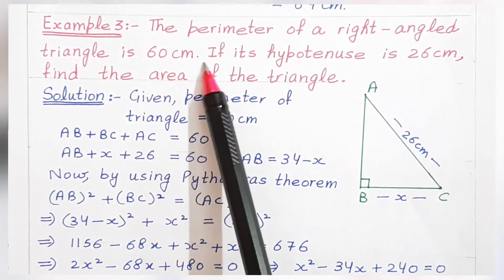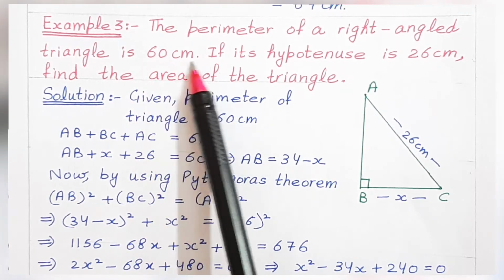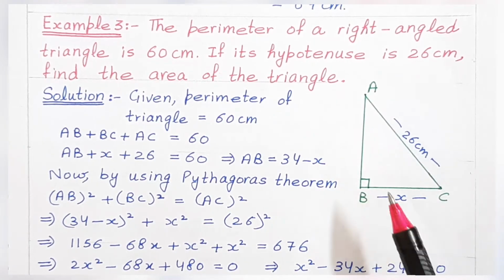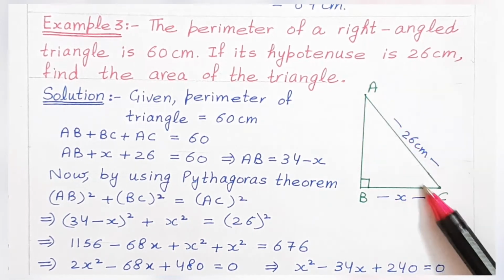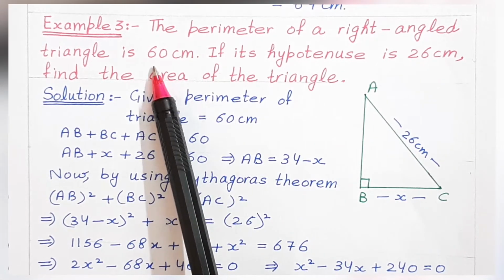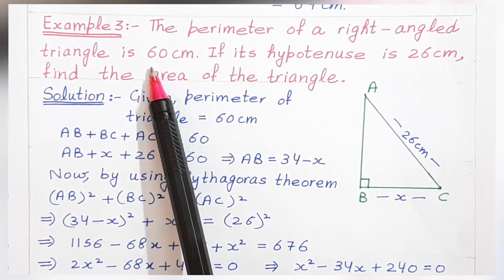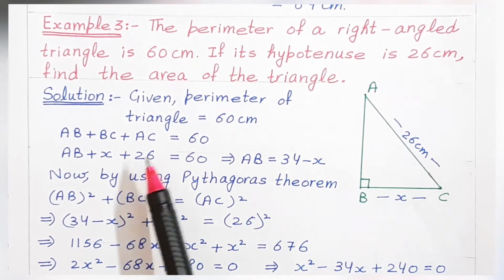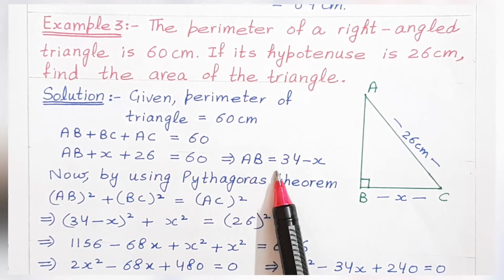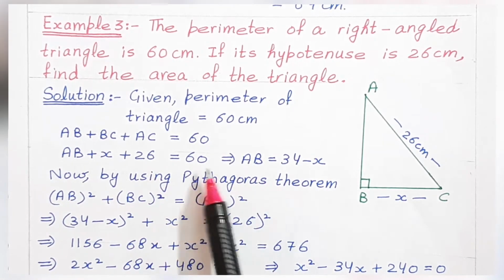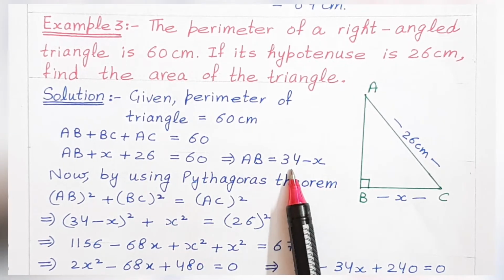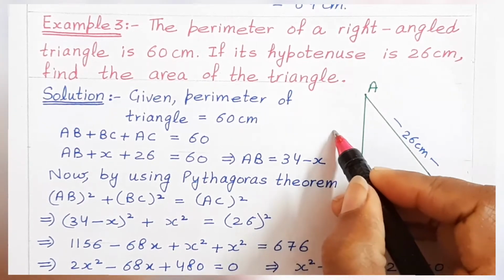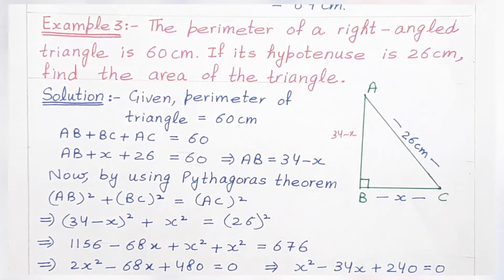Now students, it is also given that perimeter is 60. So we can say that AB plus BC plus AC is equal to 60 centimeter. Right? Now BC is x, AC is 26. So AB is equal to 60 minus 26, that is 34, so 34 minus x. So we can say that AB is 34 minus x.